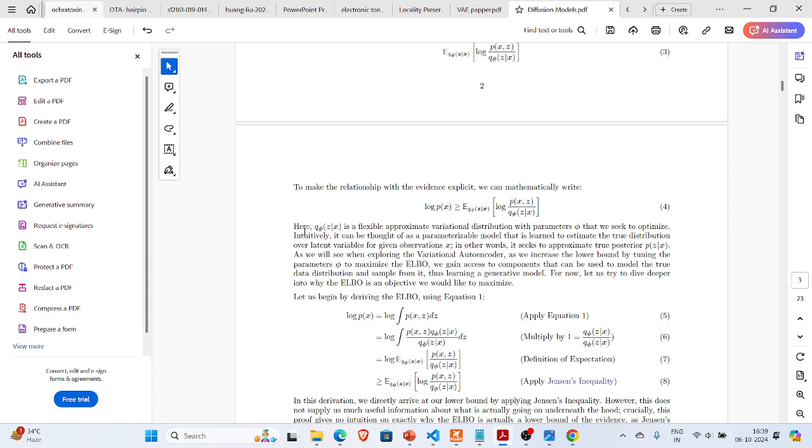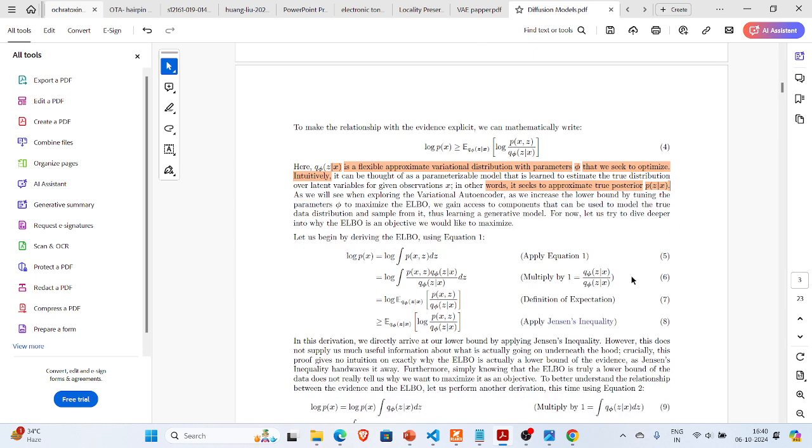So this q phi of z given x is the flexible approximation, the variational distribution with parameter phi. That is what we're trying to optimize, the phi value. It seeks to get as close as possible to the true posterior p(z given x).